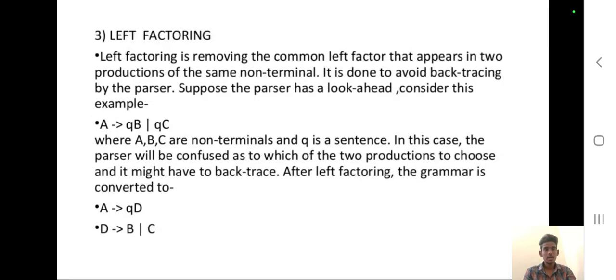Left factoring. Left factoring is removing the common left factor that appears in two productions of the same non-terminal. It is done to avoid backtracking by the parser. Suppose the parser has a lookahead. Consider this example: A to QB or QC, where A, B, C are non-terminals and Q is a sentence. In this case, the parser will be confused as to which of the two productions to choose and it might have to backtrack. After left factoring, the grammar is converted to A to QD and D to B or C.